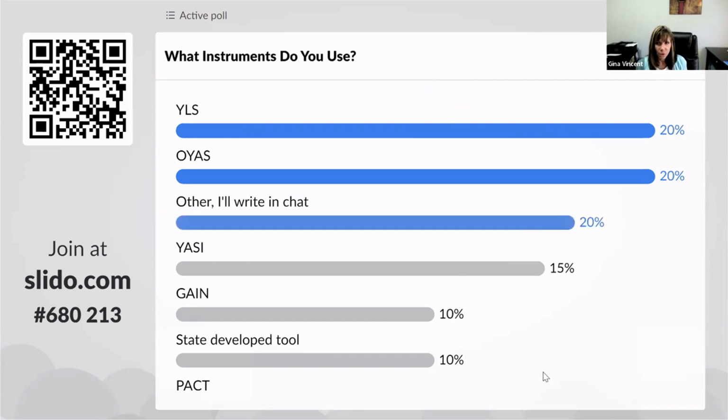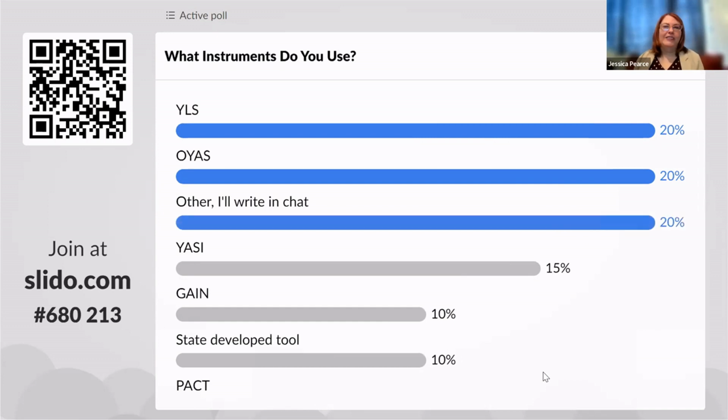Right. So we do have a lot of folks using the YLS, again, Ohio and the OES, although I know other states have adopted the OES as well.